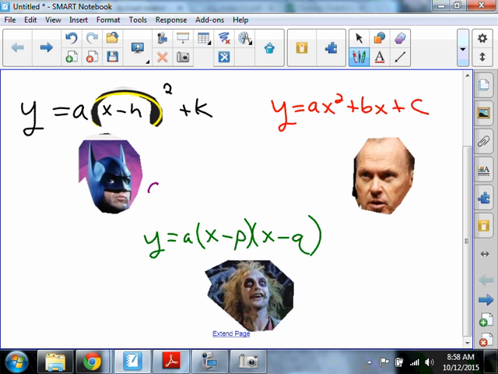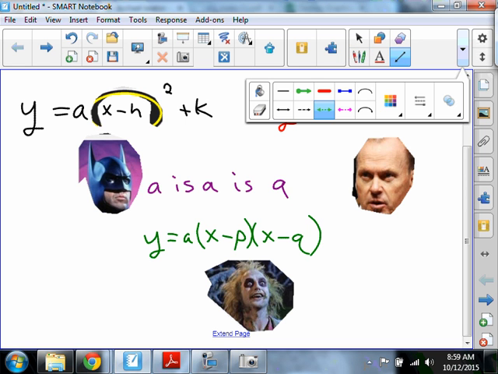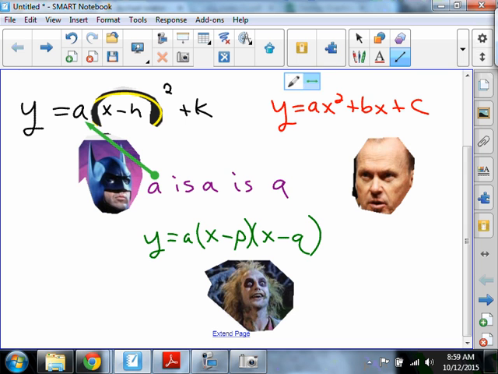So I'm going to say this. A is A is A. I know that seems really weird, but I want to look at the A in all three forms of this, and I want you to realize that this A right here that we talked about last week is the same as this A right here that we're going to talk about today, and it's the same as this A right here that we're going to talk about on Wednesday.